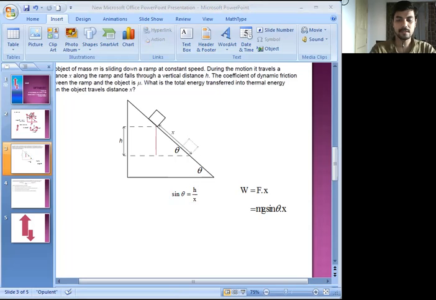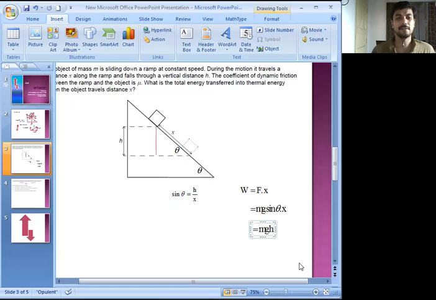So if x sine theta is just h, then you can understand what the work done would be. It's just going to be, I hope you have got it, you have guessed it right. Now let's check whether you have guessed it right or not. Yes. So it's just going to be mgh.